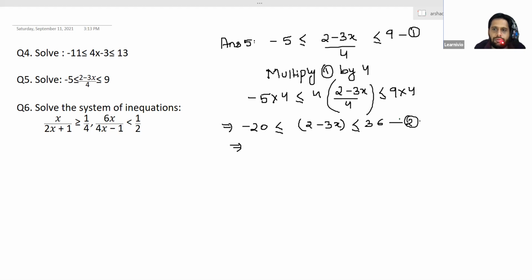Ikhra, can you tell me then? We should divide by 3. No, minus. We need to first of all remove this 2. Okay, so how can we remove this? Move it to the other side. Yeah, we can't move it because we have a sign of inequality.